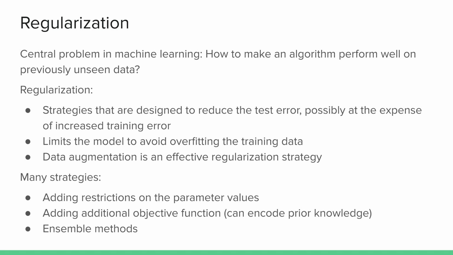Some add restrictions to our parameter values, some add maybe an additional objective function. We've already talked about these auxiliary functions, for example in reinforcement learning. So we can encode some sort of prior knowledge that we have about the underlying problem. And of course we can use ensembles, where we have multiple networks that work together.